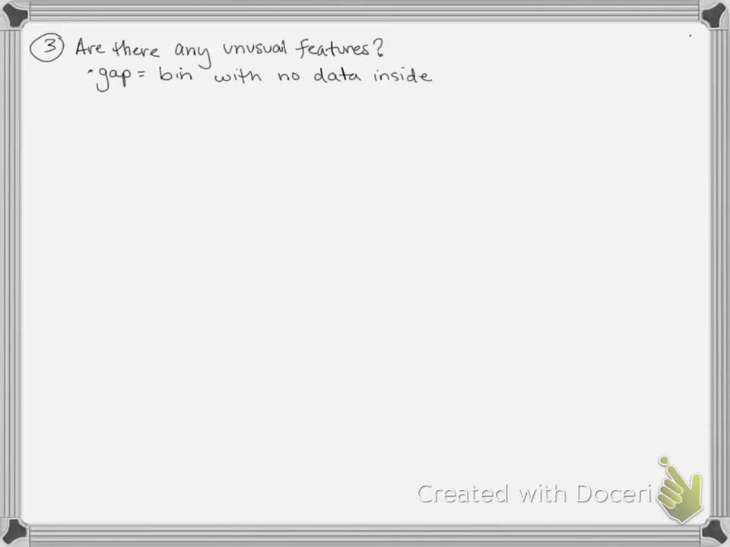Are there any unusual features? So what do we mean by this? The first thing we mean would be a gap, a bin with no data inside. That is a very unusual feature in a histogram, and we will see if we have those in the pictures that we look at together.